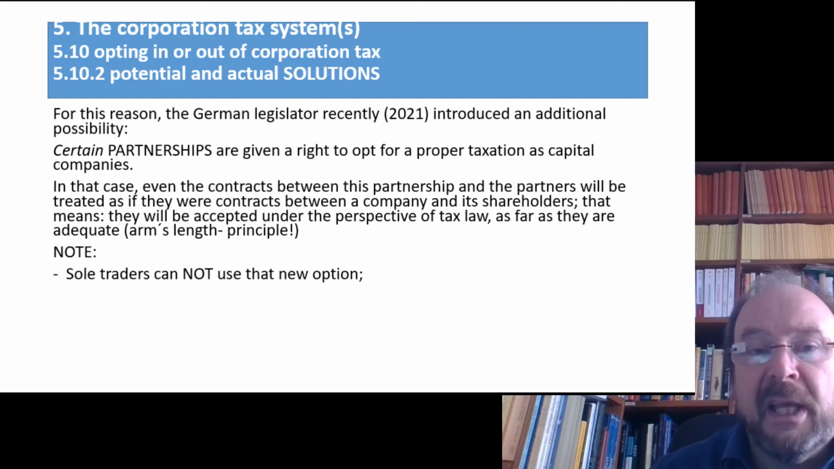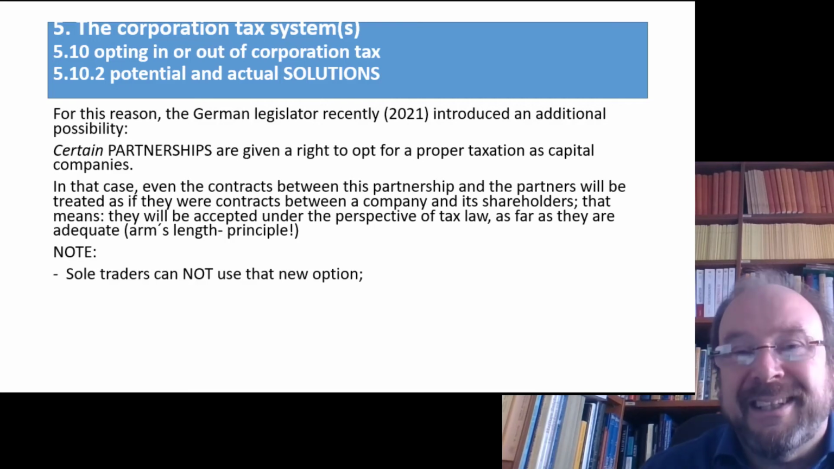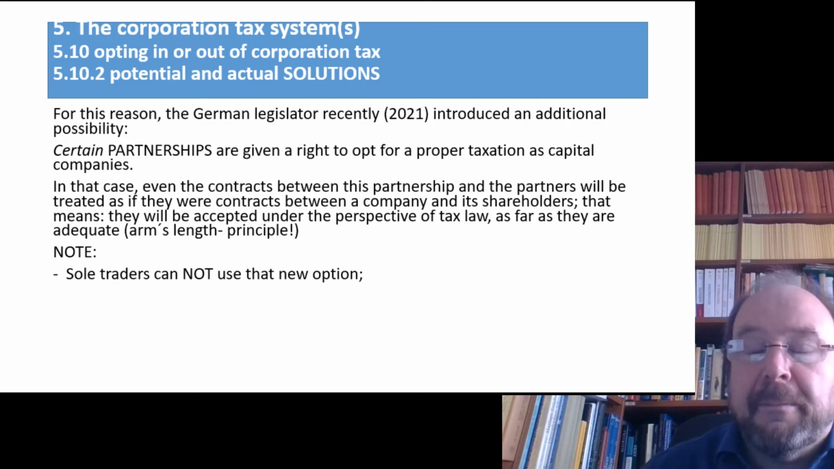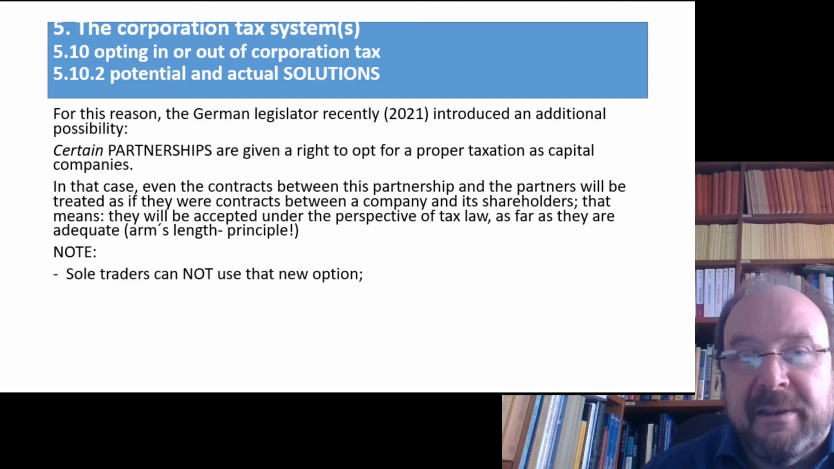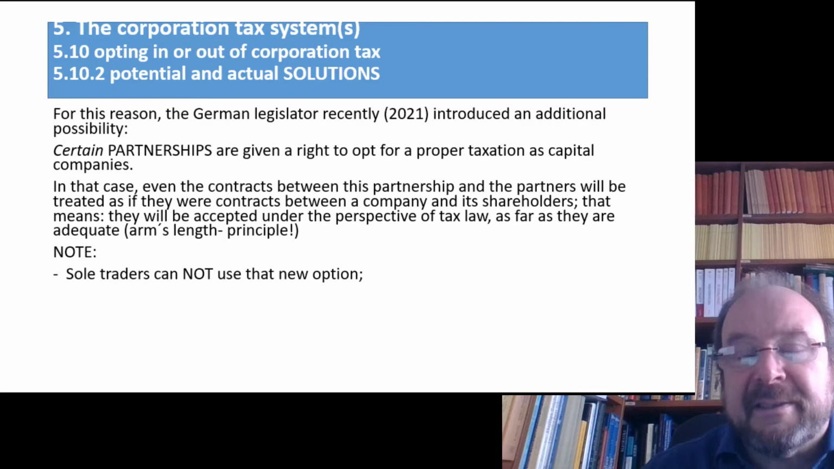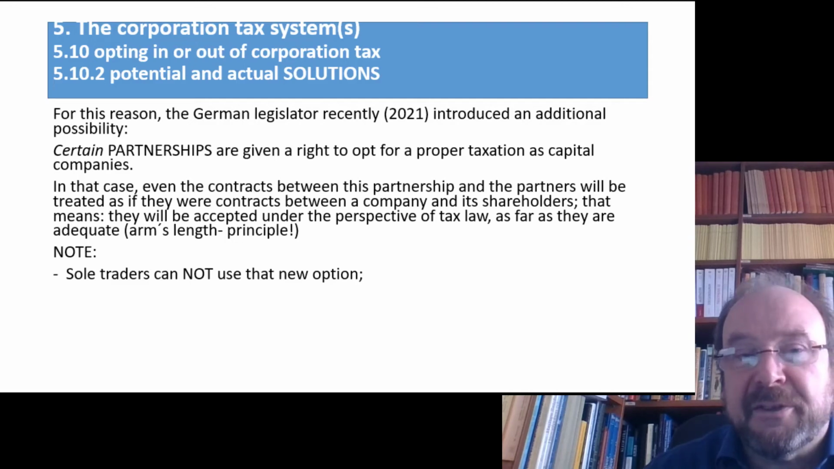So that is rather a perfect thing. Fictitiously, now your partnership is treated as if it were a company. The negative aspect, and that is why perhaps paragraph 34A has not been abolished now. The negative aspect is sole traders cannot use that option. And probably that is due to practical reasons. If you have a sole tradership, it might be difficult to determine if there are contracts between you and the firm.